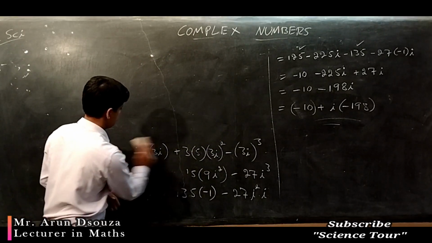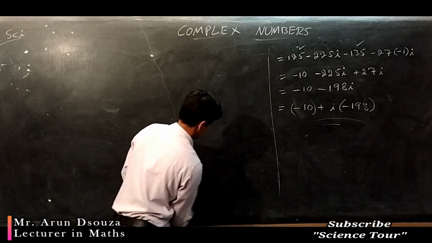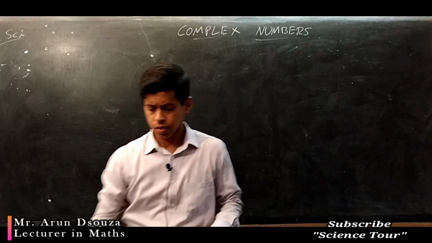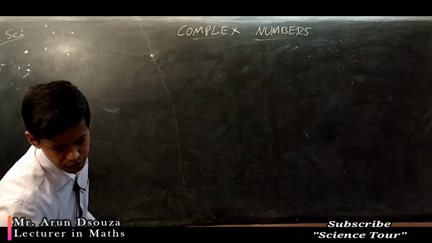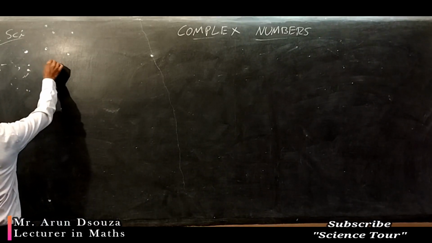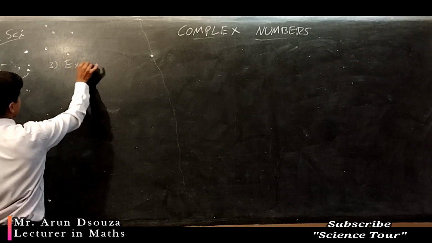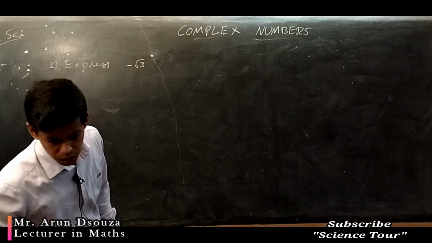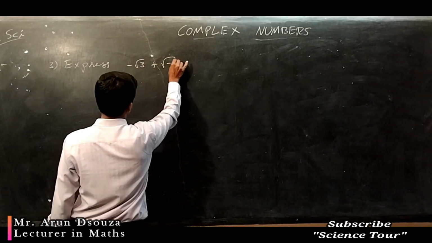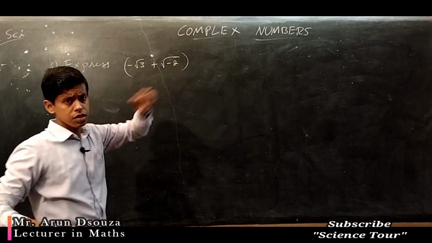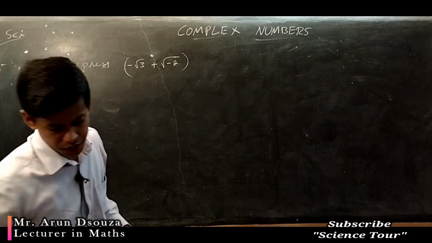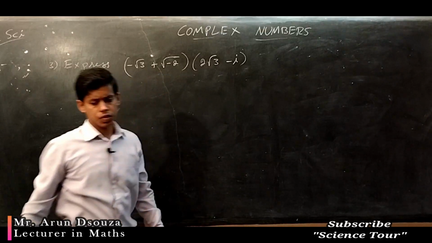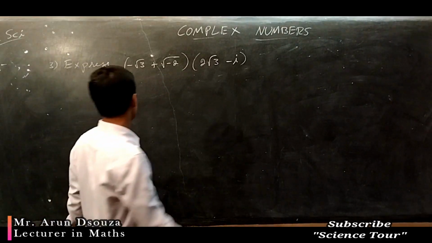Let's continue and solve one more question. Okay, so express minus root 3 plus square root of minus 2, into 2 root 3 minus I, in the form of A plus IB. Okay, they have written it in this weird way. Let's see how to simplify it.